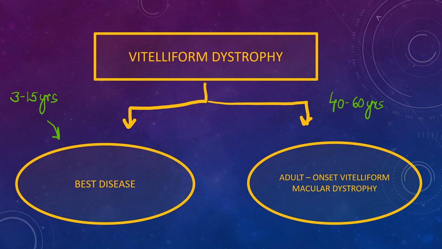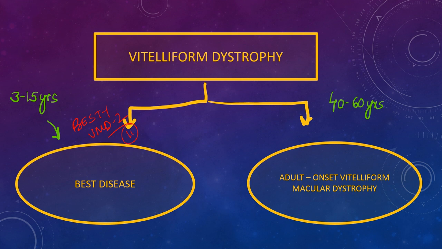First one is the BEST disease, which is basically seen in childhood from 3 to 15 years of age group. And then we have an adult onset vitelliform macular dystrophy, which is seen in the age group of 40 to 60 years. The BEST disease is occurring because of a gene defect in the BEST1 gene, also called the VMD2 gene, on chromosome number 11.